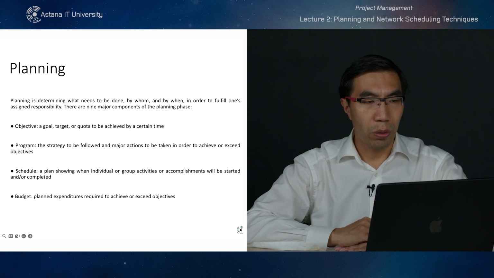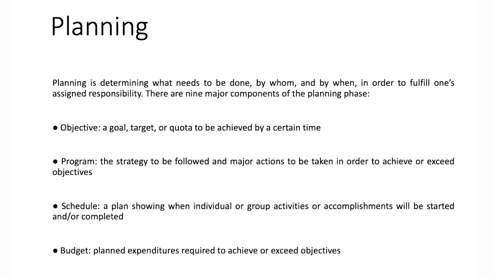And planning is determining what needs to be done, by whom and by when, in order to fulfill one's assigned responsibility. There are 9 major components of the planning phase, which are: objective, a goal, target, or quota to be achieved by a certain period of time. Program, the strategy to be followed and major actions to be taken in order to achieve or exceed objectives. Then a schedule, a plan showing when individual or group activities or accomplishments will be started and or completed.